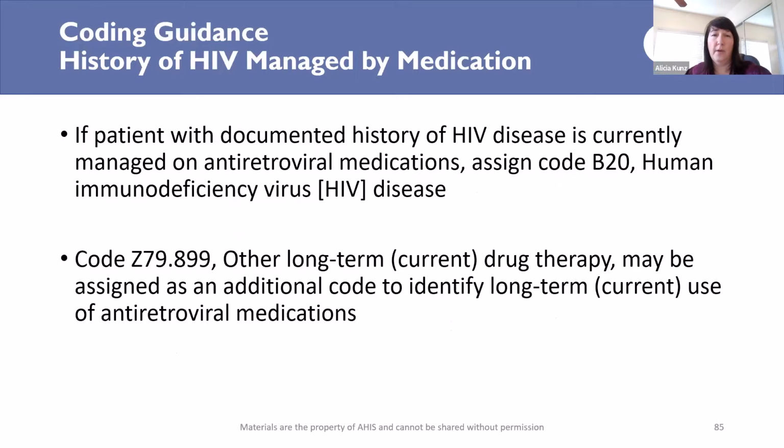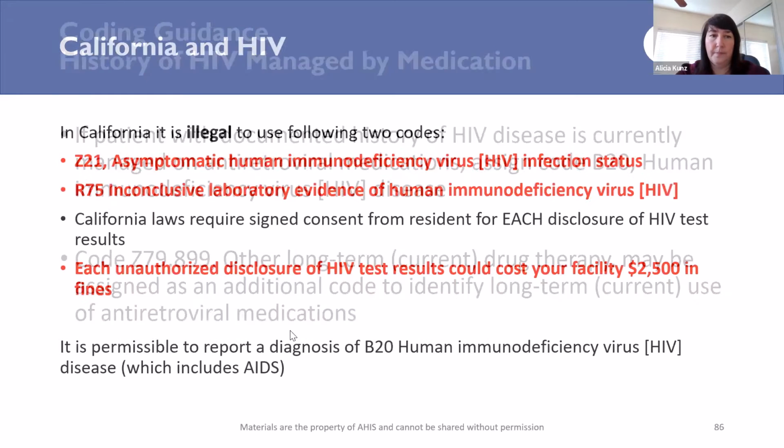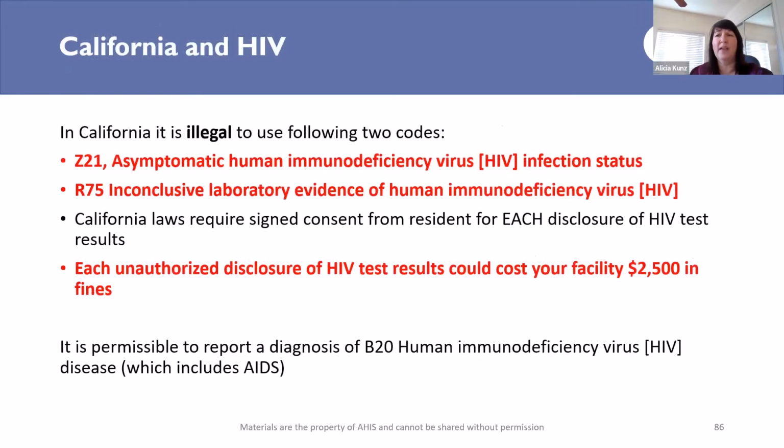So if we have somebody who has a history of HIV and we are managing it with antiretroviral medications, you want to code the HIV, the B20, and you can also use code Z79.899 to identify their use of antiretroviral medications. This code, the Z79.899, would not be sequenced high. This would be towards the end of your diagnoses list.